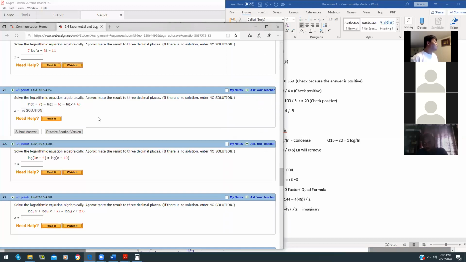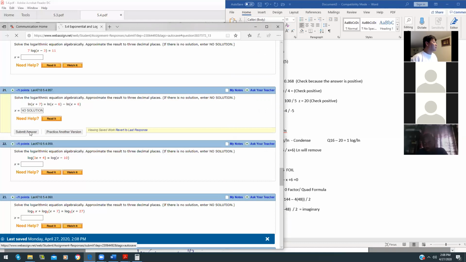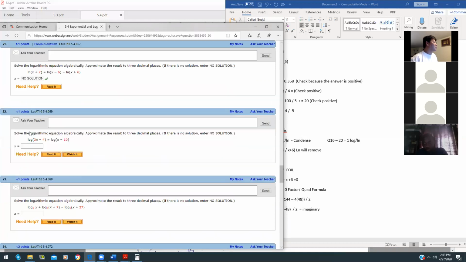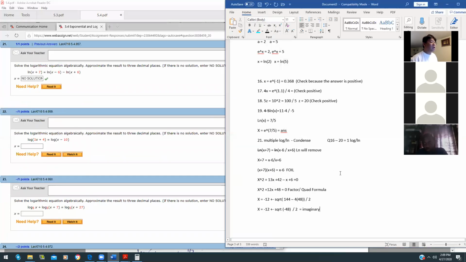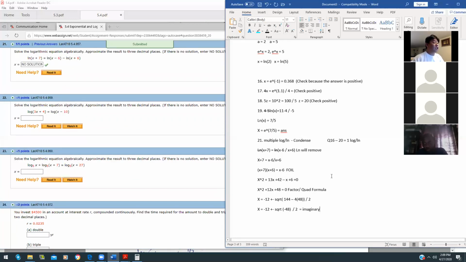Why this is no solution here is because when you do your answer, you got i, which is going to be imaginary in this case. So we don't change it to i form. Once we know this is negative, no solution. Done.